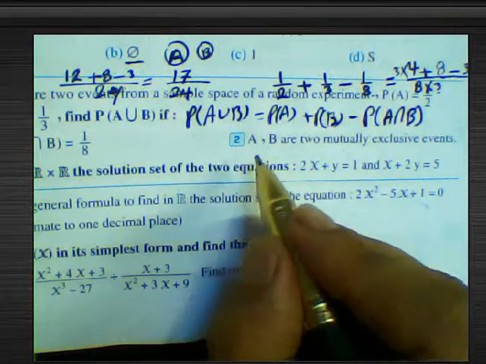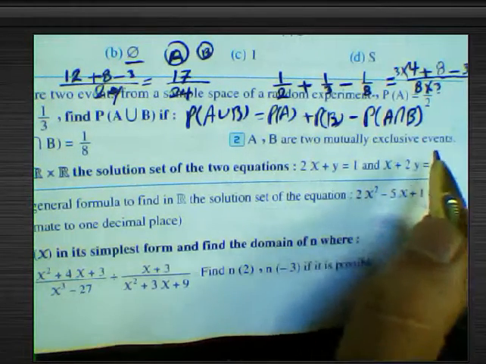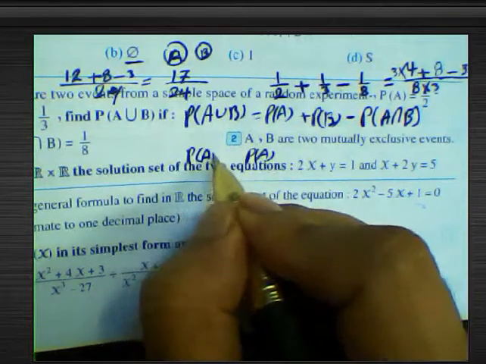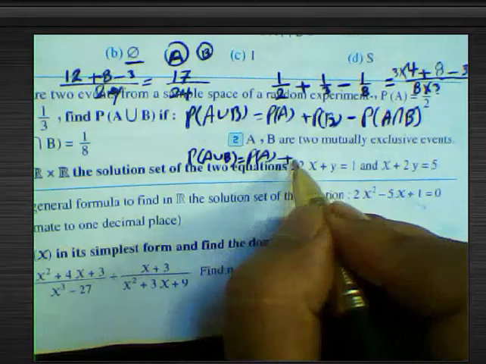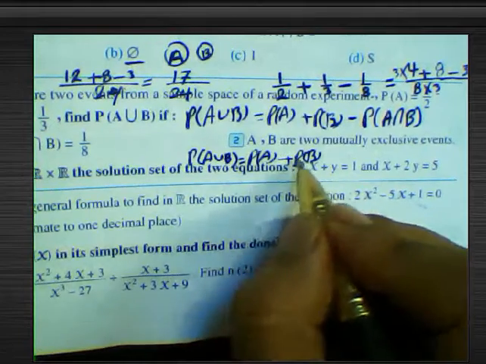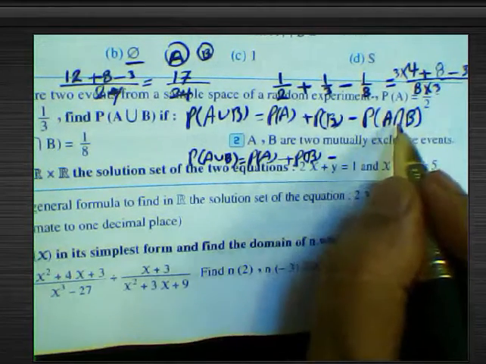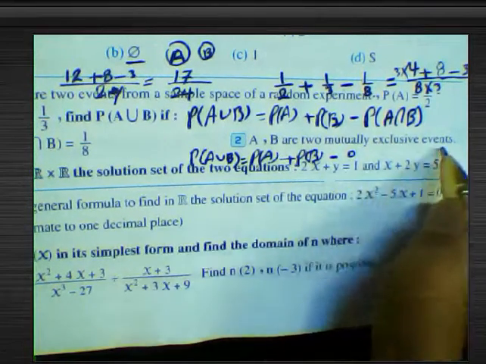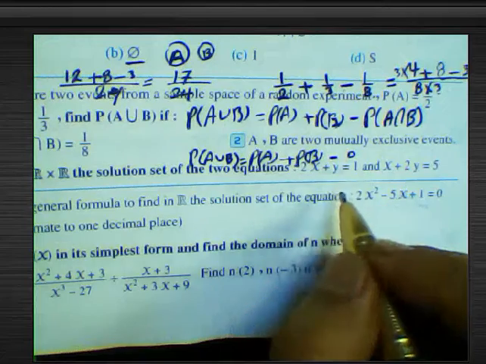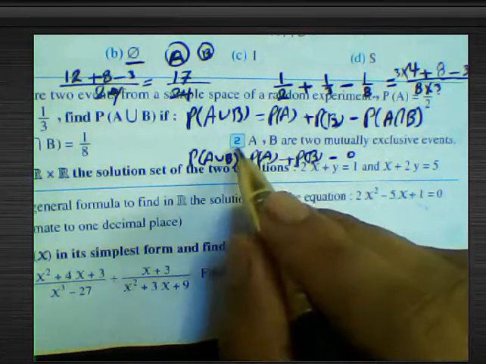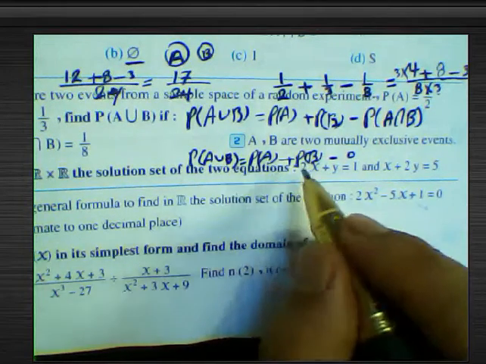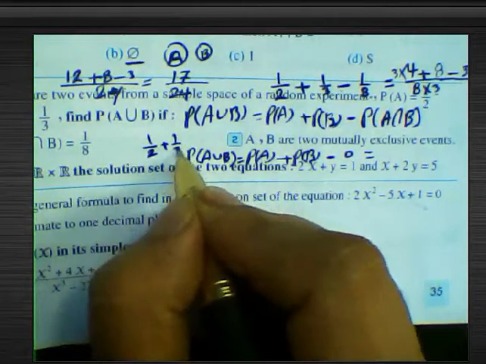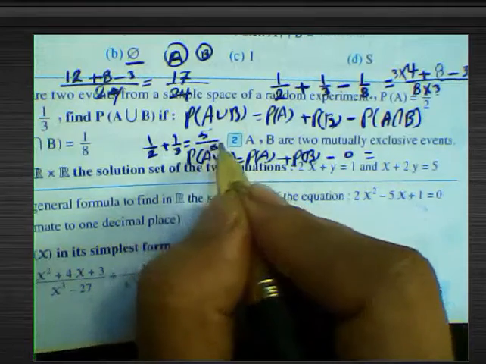And what about question number 2? A and B are two mutually exclusive events. You want to find the probability of A union B, which is probability A plus probability B subtract probability A intersection B. That equals 0, because A and B are two mutually exclusive events, and disjoint. So in this question, probability A union B equals probability A plus probability B. The result will be half plus a third. Half plus a third equals 5 over 6.